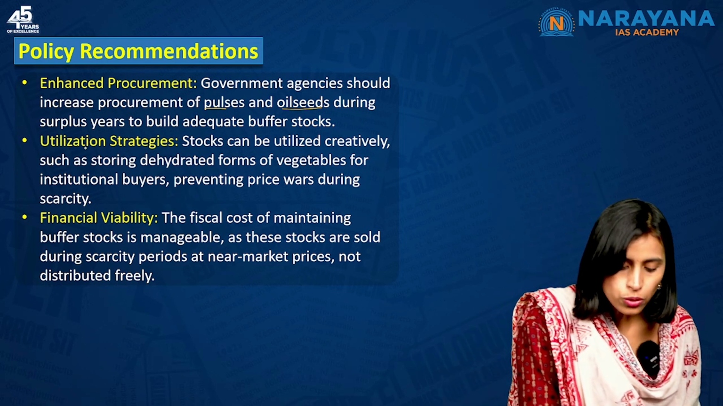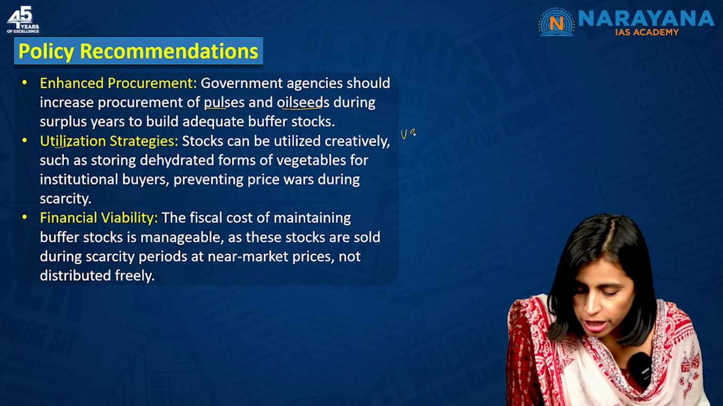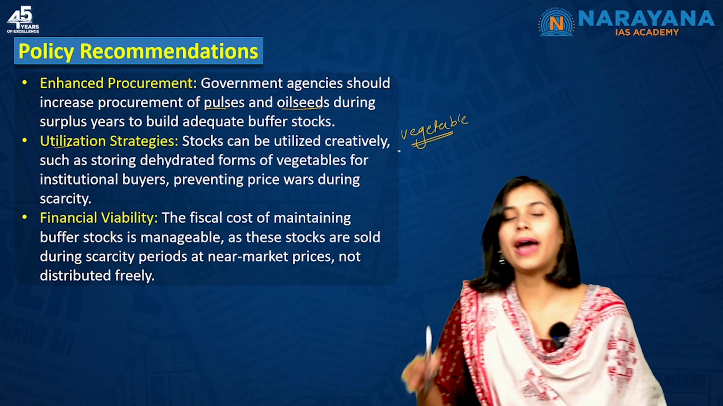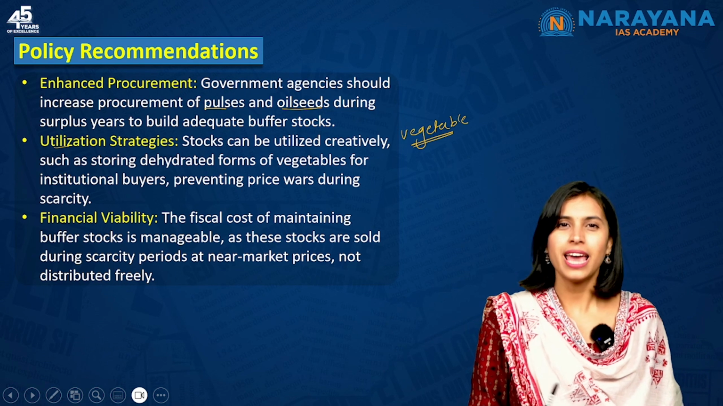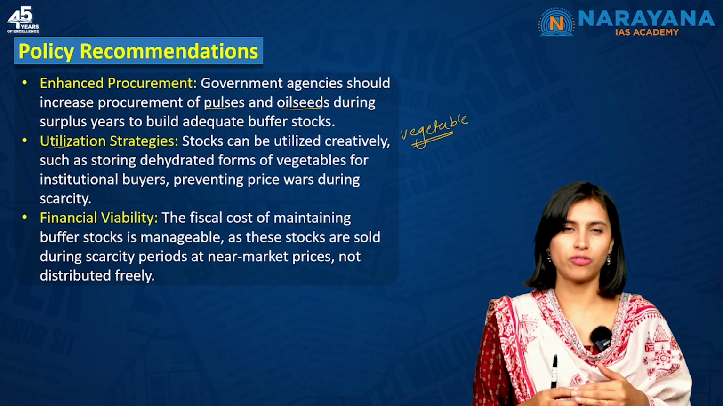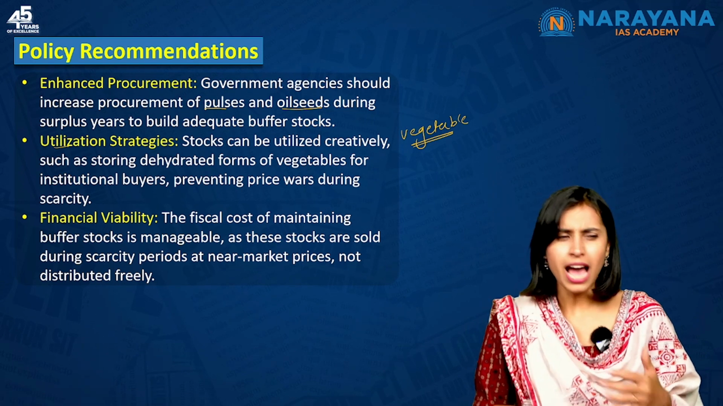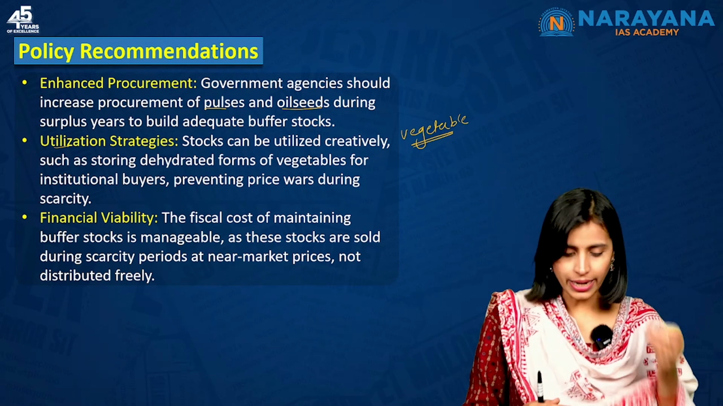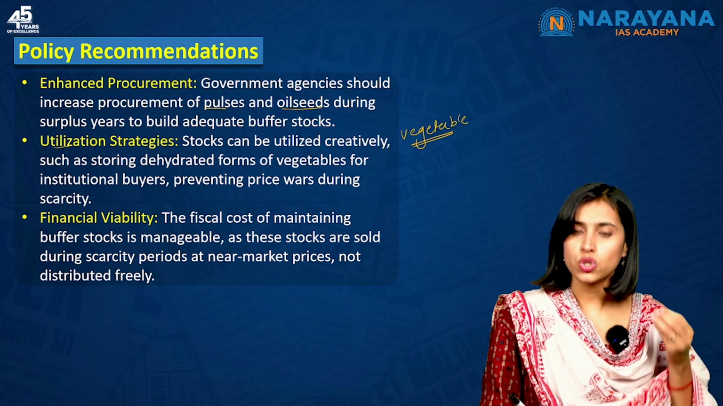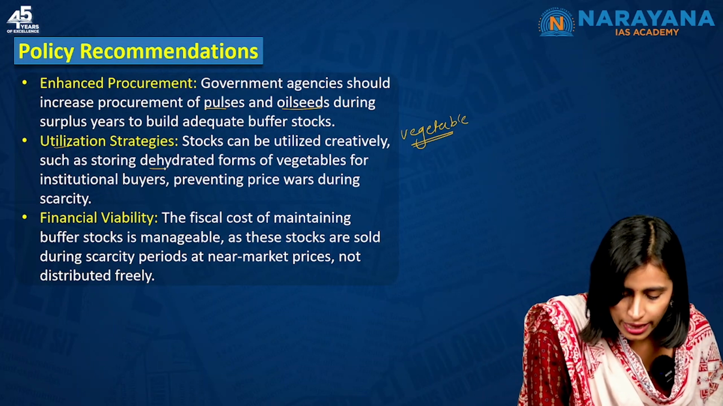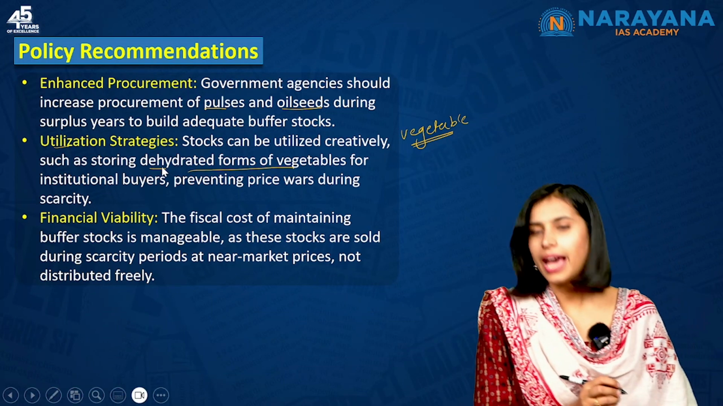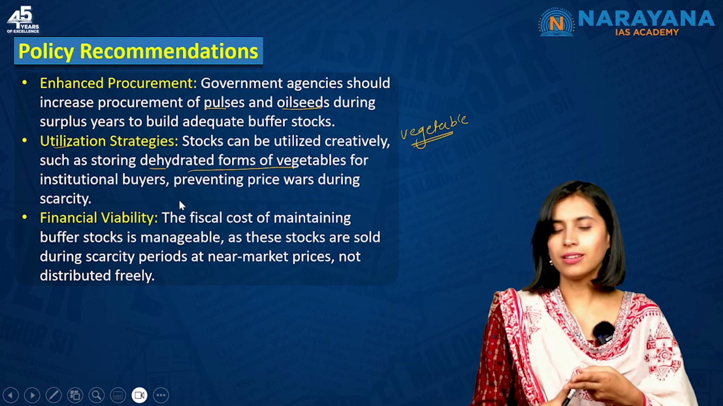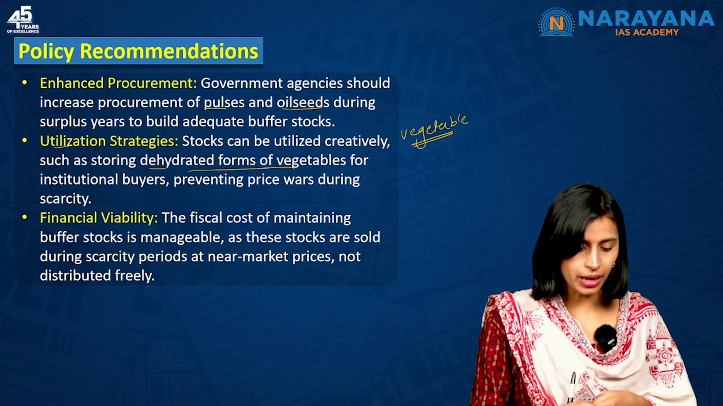Second, when we're talking about vegetables, creating a buffer stock of vegetables will require more creativity, because it is very difficult to create a stock of vegetables, because they are a perishable item. How can you store it for 6, 7, 8, 9 months? So the article says that you can store these in dehydrated form, and thus prevent a price war in the event of scarcity. So that's a very creative solution given by the policy.